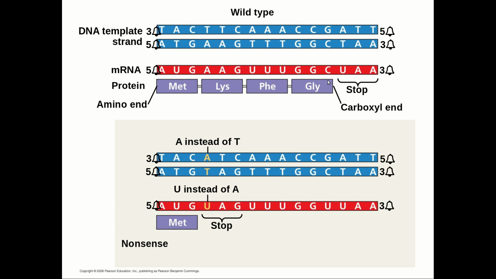Here UAA was where the stop codon used to be, now it's up here. So this protein, you cut off what? You cut off 3 amino acids from the end of this protein.